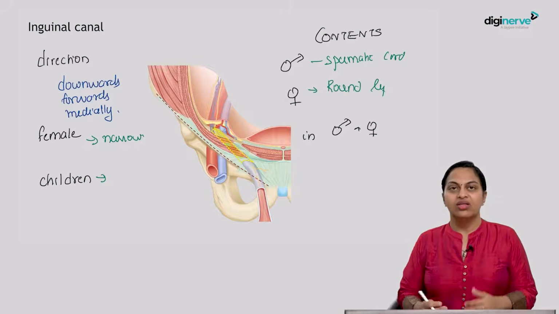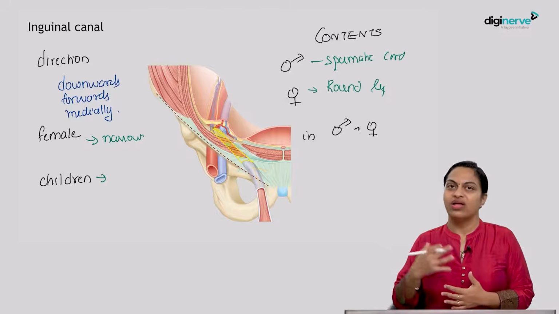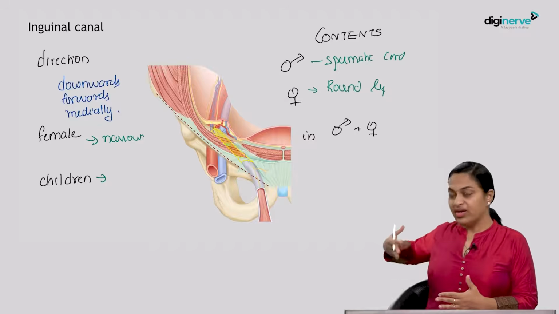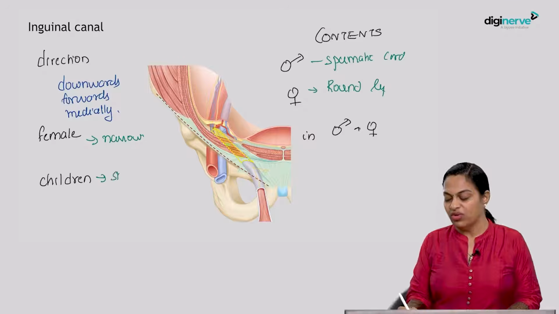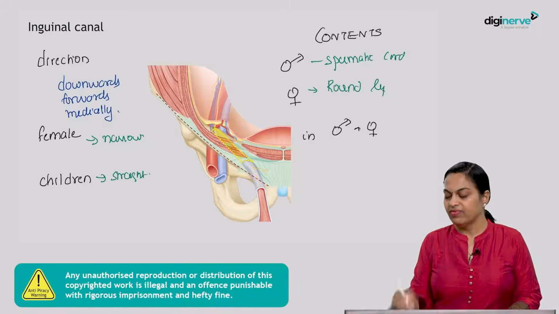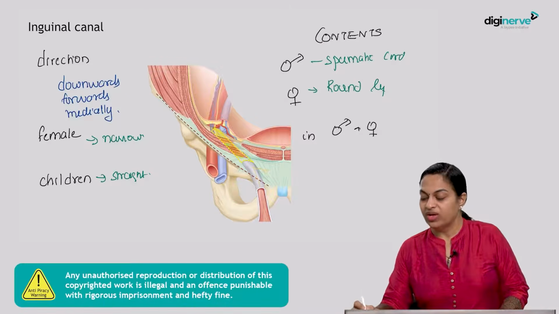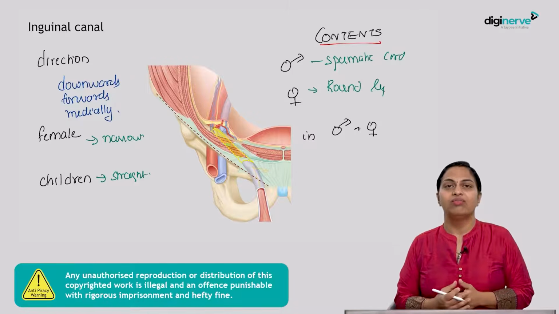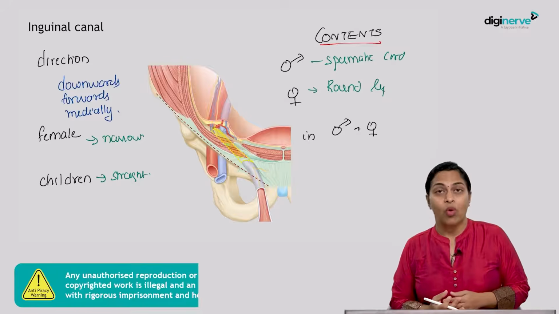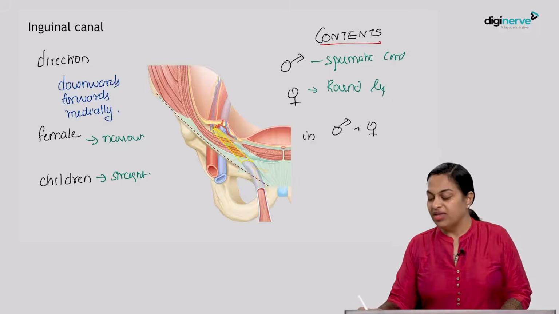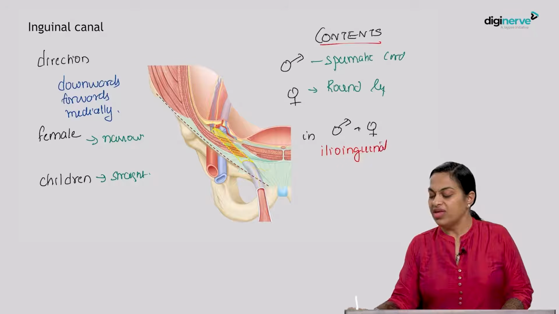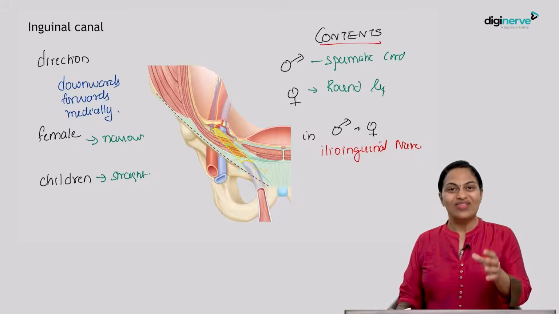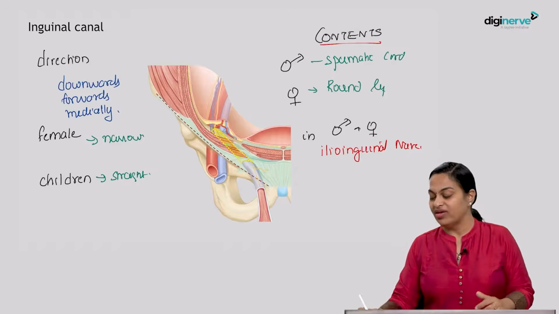In children, the anterior abdominal wall muscles are not that well differentiated, so the inguinal canal is not oblique, but more straightforward. As I told you, the contents in the male include the spermatic cord. In the female, it will be the round ligament. In both male and female, we have the ilioinguinal nerve traversing the inguinal canal.